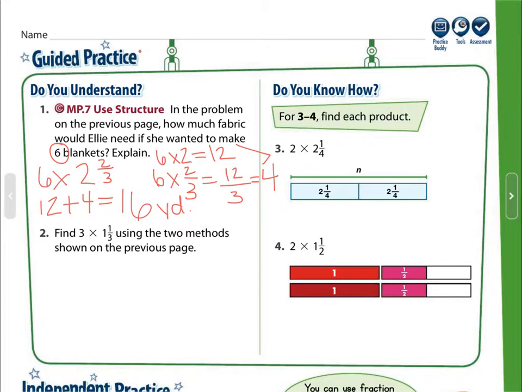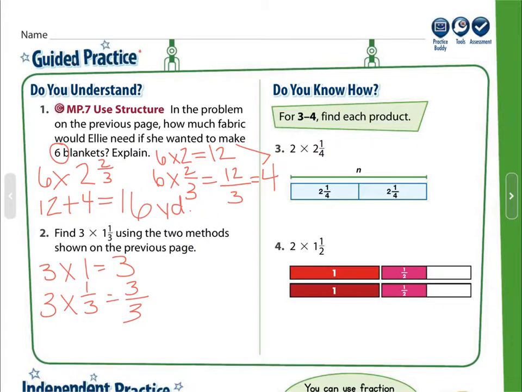All right, for number 2, we're going to modify the question a little bit. It says find 3 times 1 1/3 using 2 methods, and we're just going to use one method to practice this the way that I've showed you. So we're going to break up 3 times 1 1/3 into whole numbers. So 3 times 1 equals 3. Now we're going to multiply the fraction. 3 times 1/3 equals 3/3.